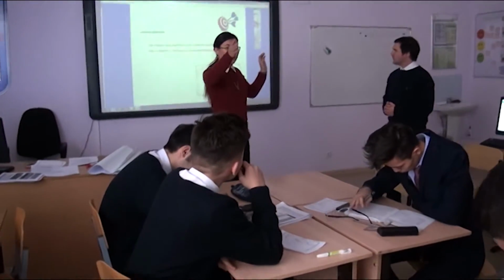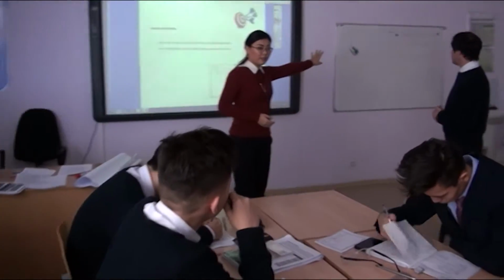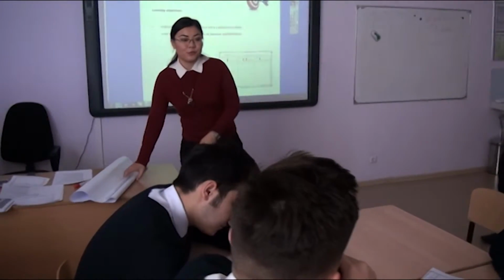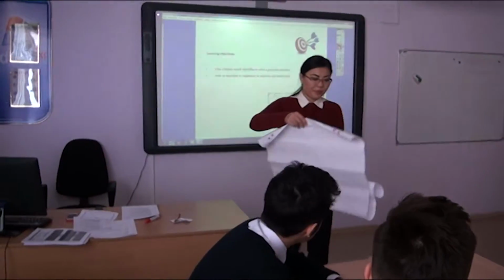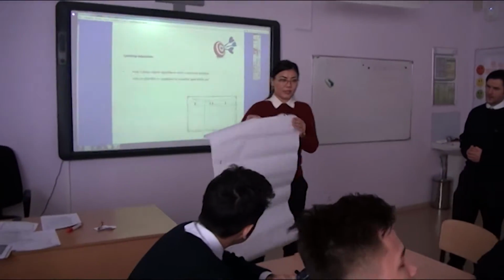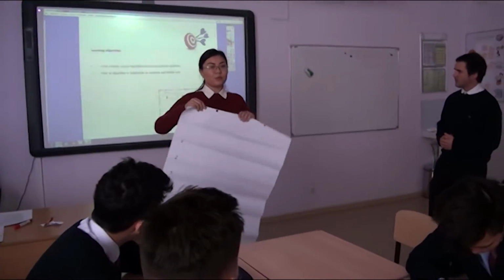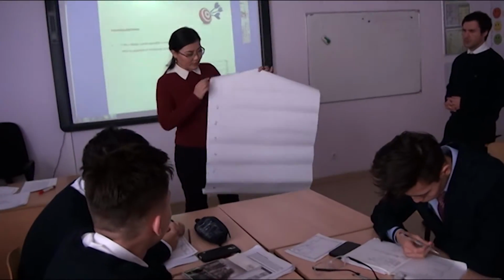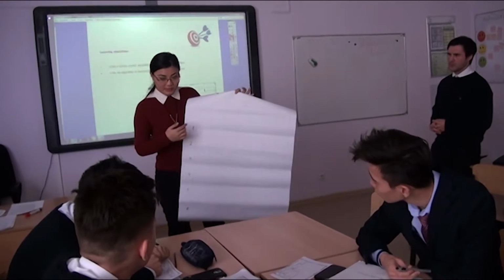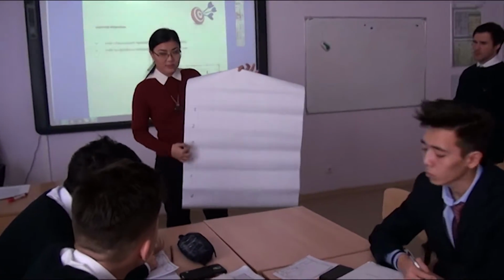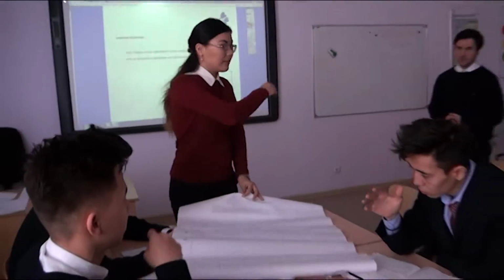So the first part is students were given types of sorting algorithms. For the first group, I gave a flip chart with cells on it, and for the second group, I asked them to do it on the board. How I divided them into two groups mostly connected with their levels.